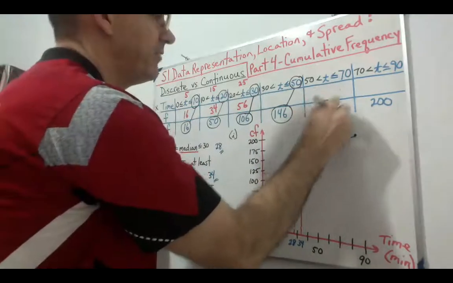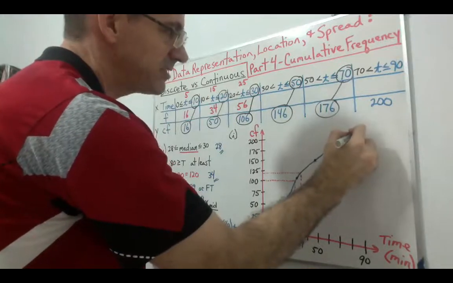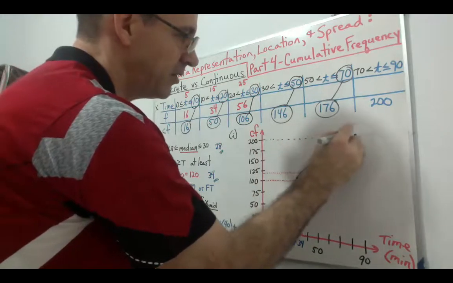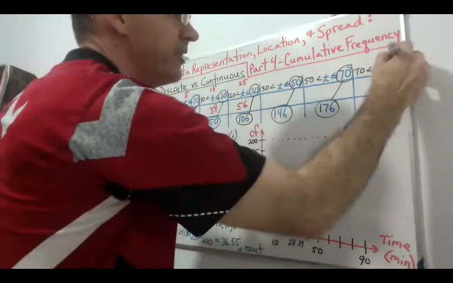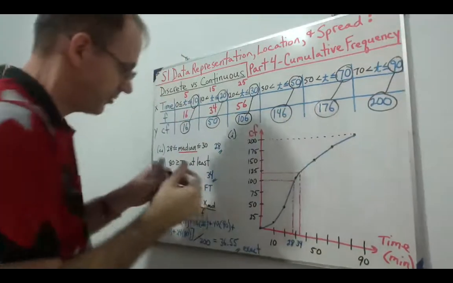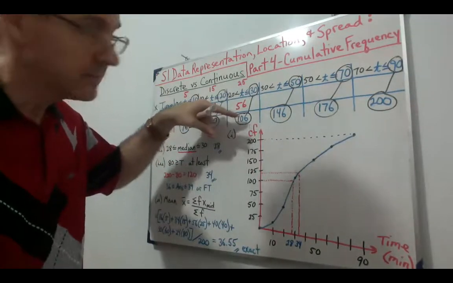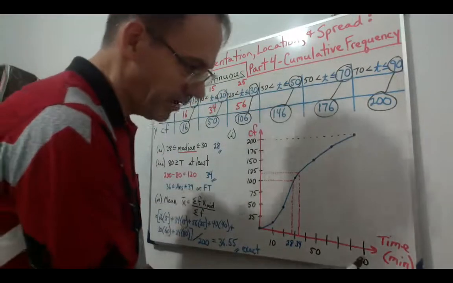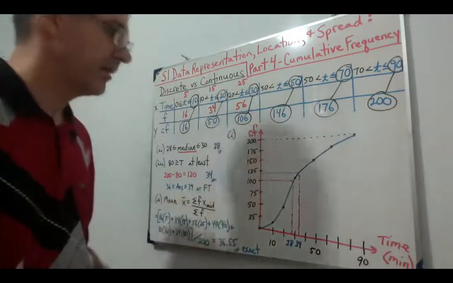Then 176 with 70. And then at the end, your last dot should be at your highest point or the total. So 200 with the 90. Okay, so it doesn't matter if your y-axis goes up higher, you graph the 200 with the 90. So here's the 90, here's the 200, that's the upper end there.